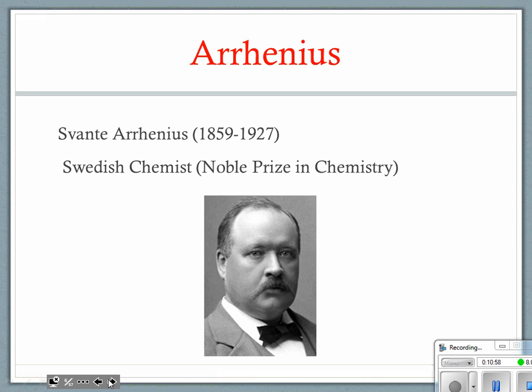Which leads us to Arrhenius. Svante Arrhenius, 1859 to 1927, was his lifespan. Once again, I don't necessarily think it's important to know when Arrhenius was around, but what is important are his ideas of acids and bases. Now, Svante Arrhenius was a Swedish chemist. He did win a Nobel Prize for his work.